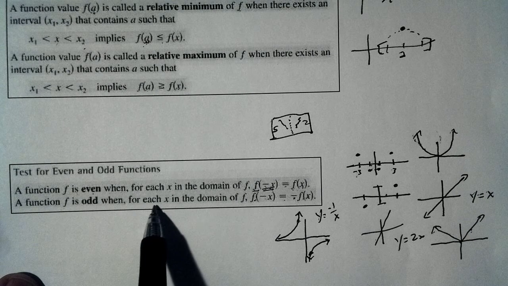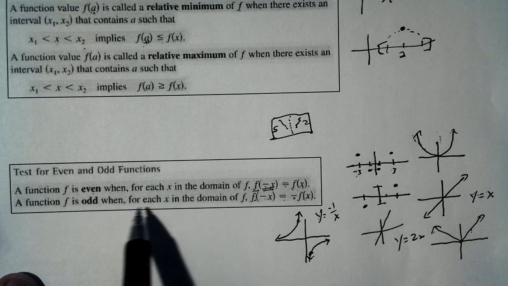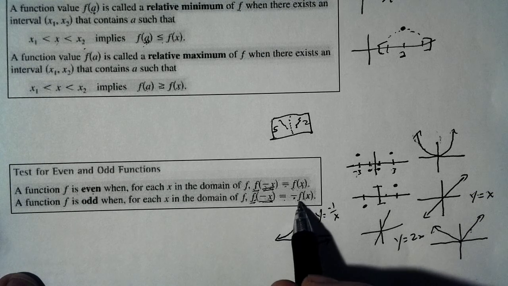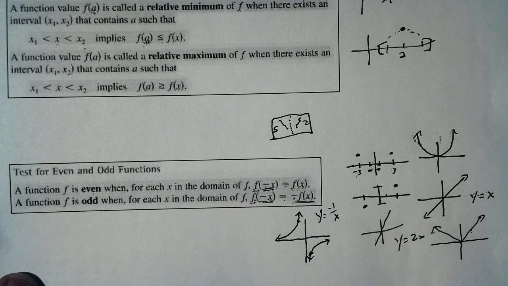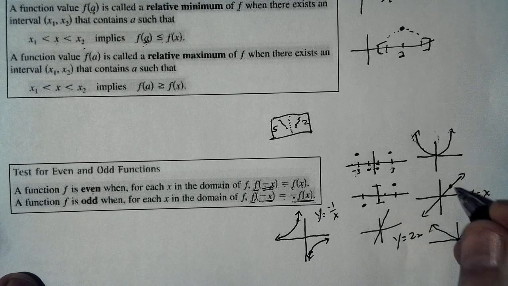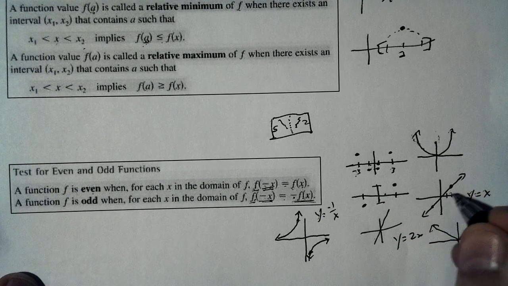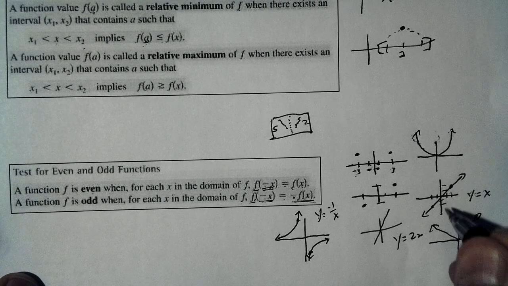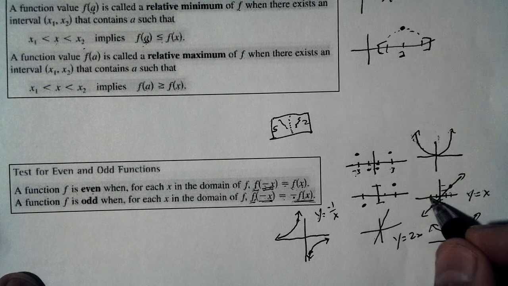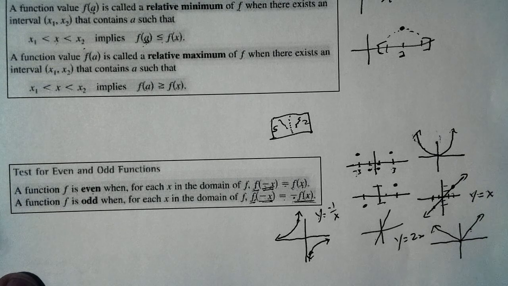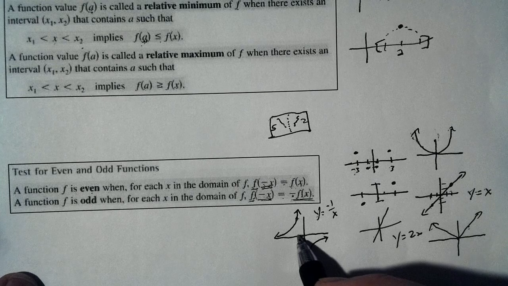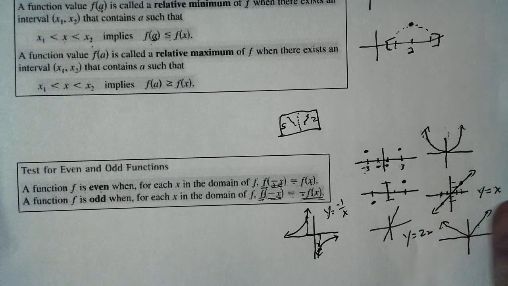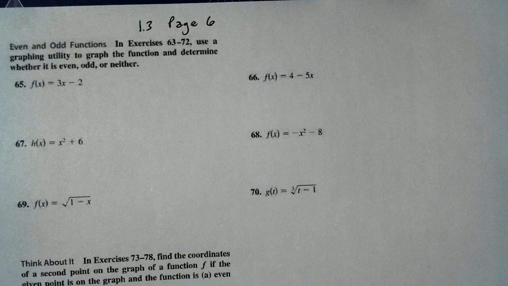A function is odd when for each x in the domain, the height to the left is the opposite of the height to the right. Let's say this is 2, 2, and this is negative 2, negative 2. The height to the left is the opposite of the height to the right. And generally speaking, most functions are neither.